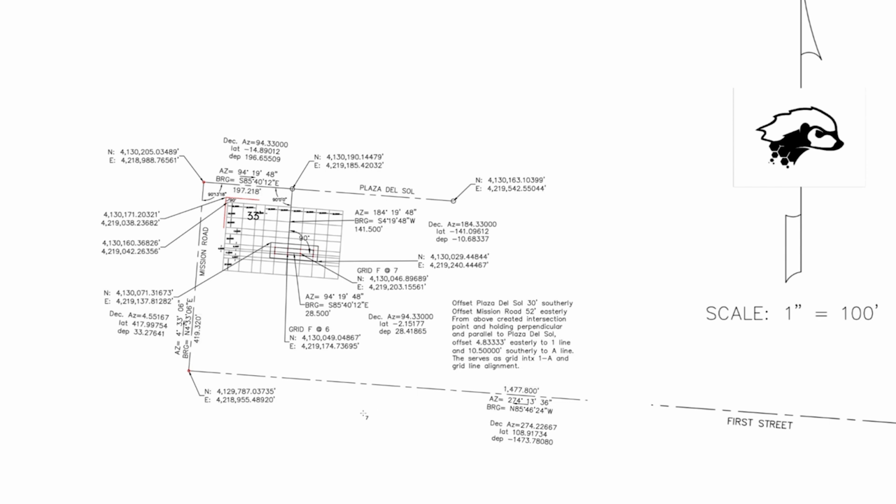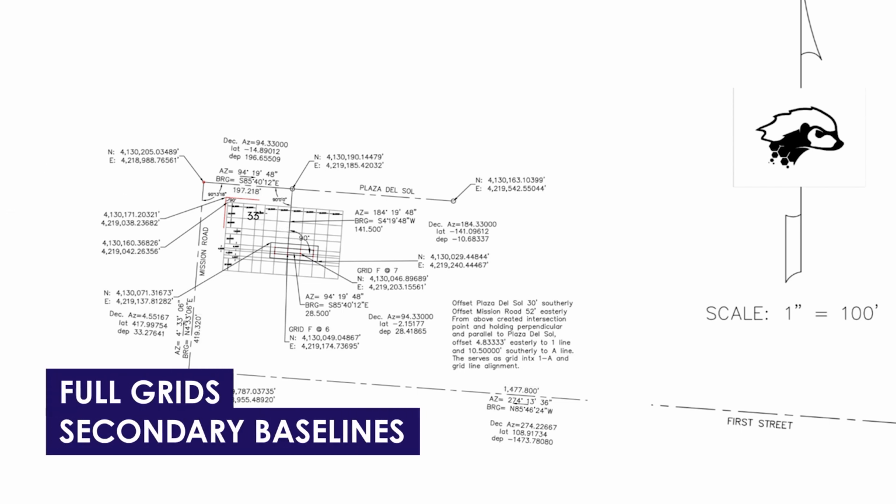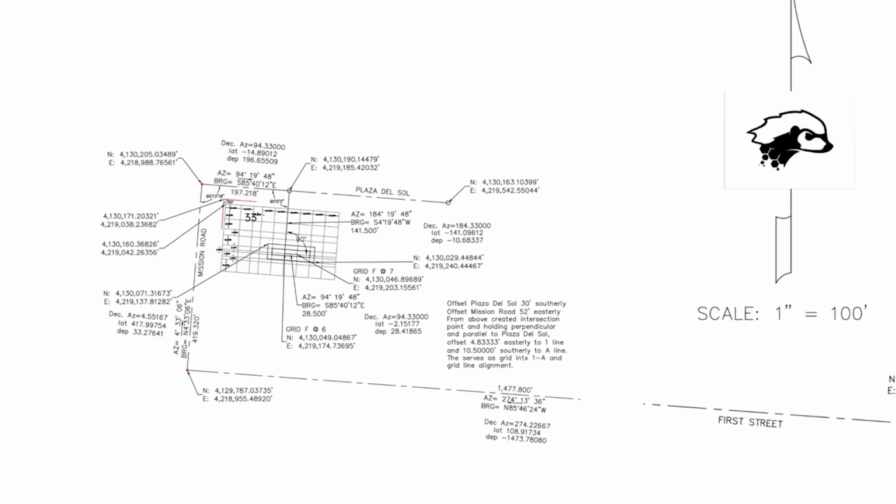So this is in AutoCAD as well, all ready to go, and this is where we're heading so that we can have the full grids and the secondary baselines all laid out, jamming, ready to go. Okay, so this is where we're headed.